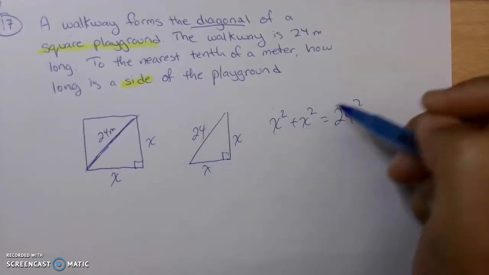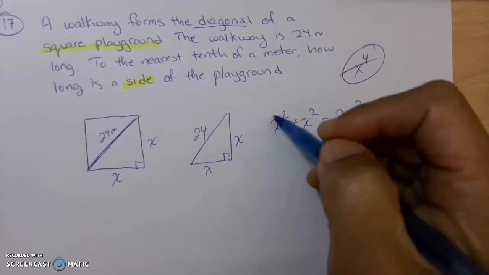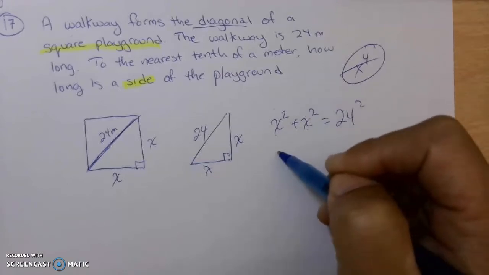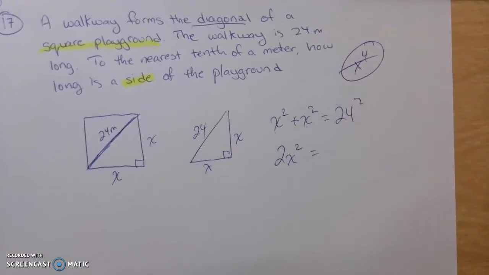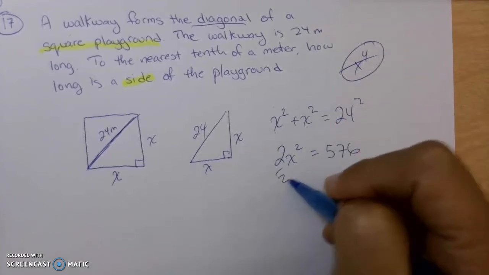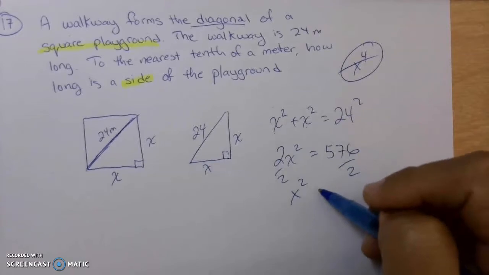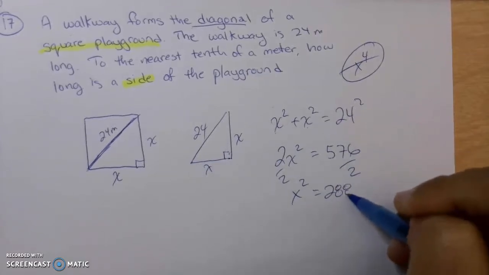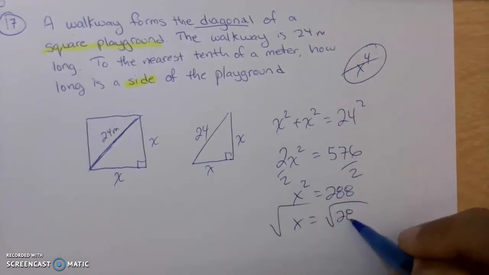Let's add this one and one. Do not say this is x to the fourth. That's if you were multiplying. If you've got one of these here, one of them here, and I'm going to add them, now I got two of them. 24 times 24 is 576. Then divide by 2. X squared divided by 2 is 288. We're going to take the square root of 288.